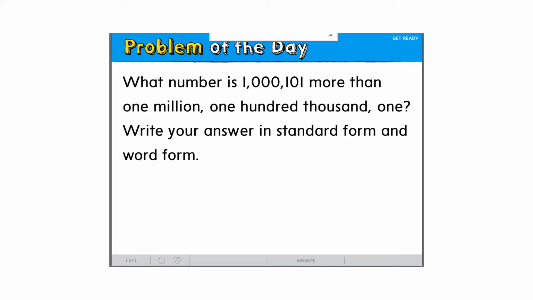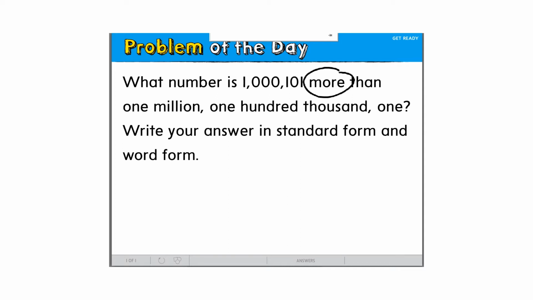So, 1,101 more than 1,100,001. So this is the key word that tells me what I'm doing. What am I going to do? Which operation will I use on this problem? Operation means addition, multiplication, division. Bryson, what is it? Addition. Addition. So because it says more than, it means I'm going to add those numbers together. So I'm going to add 1,101 and 1,100,001. So take a second by yourself, then we'll share it with our group.